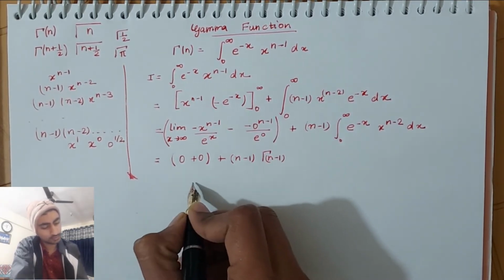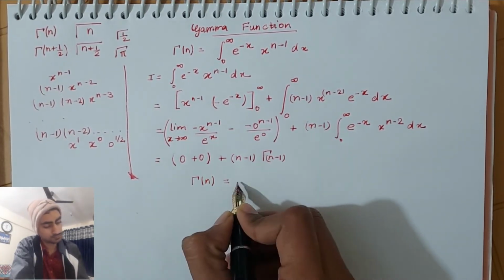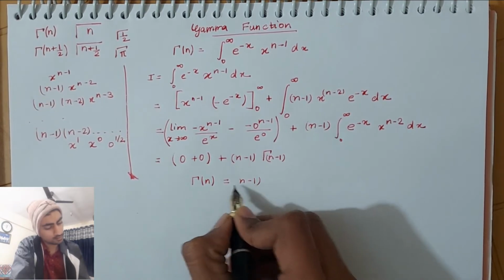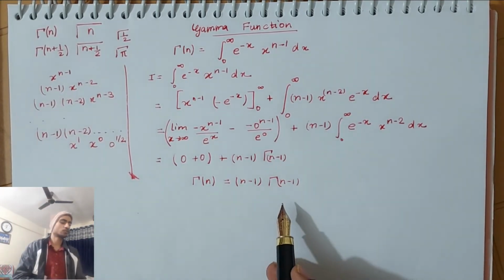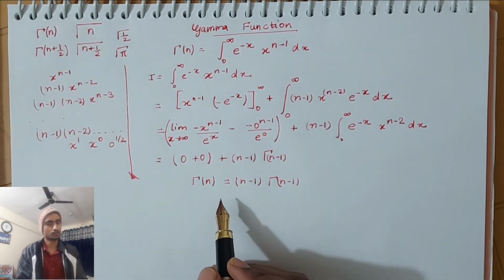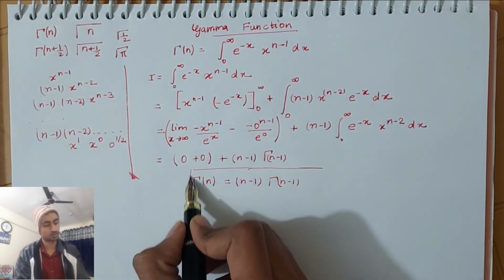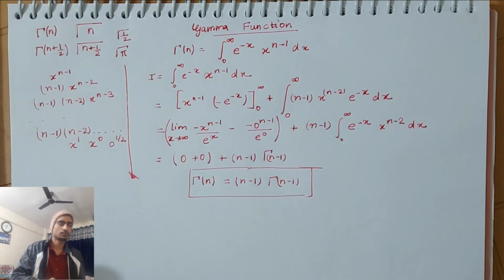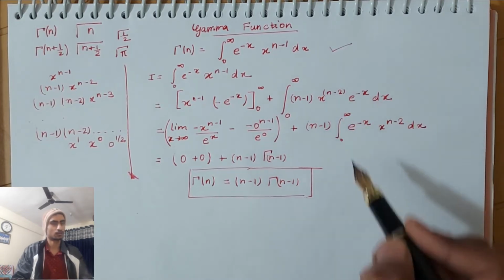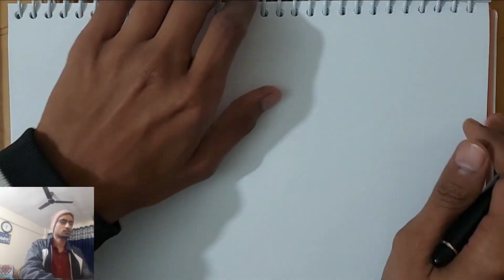So a very important result: gamma of n is equal to n minus 1 times gamma of n minus 1. A very important result to remember. This is the result that will help us to solve many of the questions. So let's just box it. You might take a screenshot since I am going to move to the second page. Okay, this first thing you should remember, second thing you should remember, and the rest I will discuss.